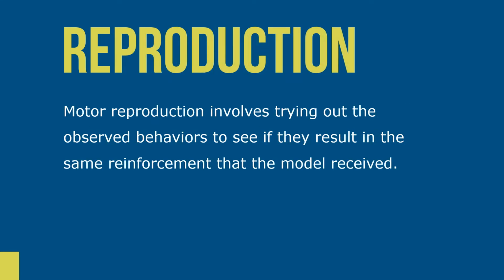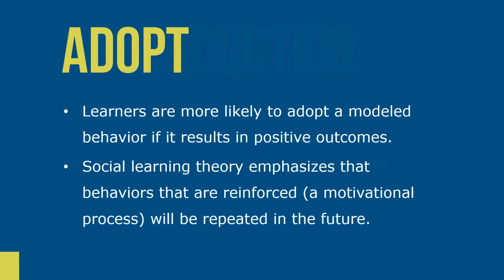Motor reproduction involves trying out the observed behaviors to see if they result in the same reinforcement as the model received. The ability to reproduce behaviors or skills depends on the extent to which the learner can recall the skills or behavior. The learner must also have the physical capability to perform the behavior or exhibit the skill.